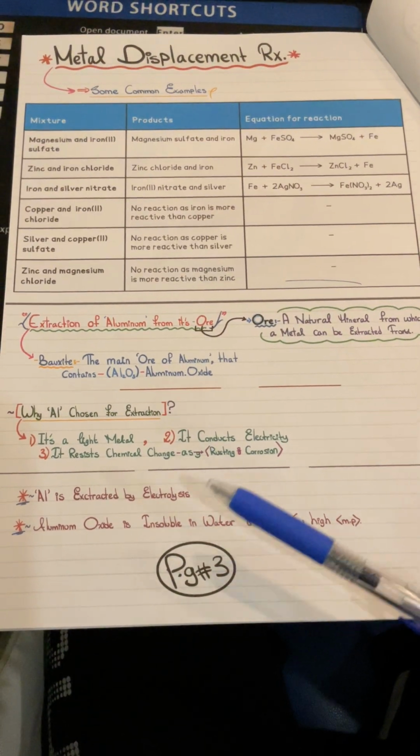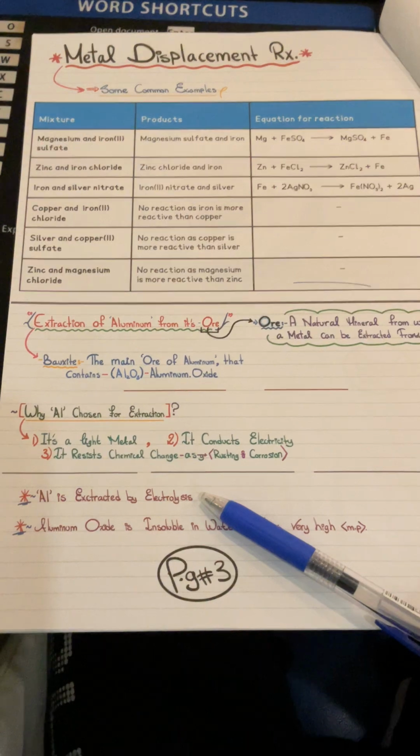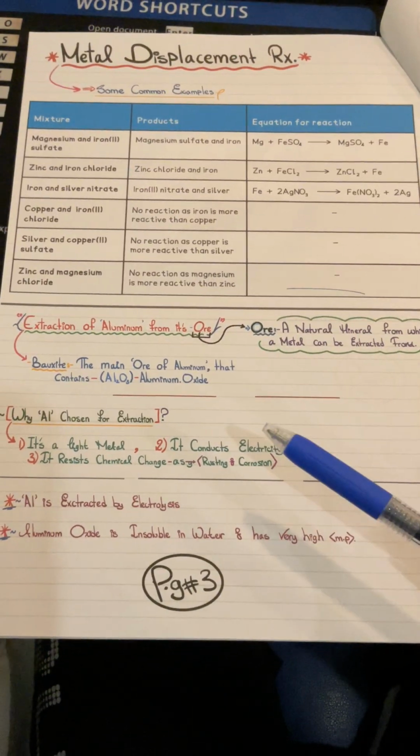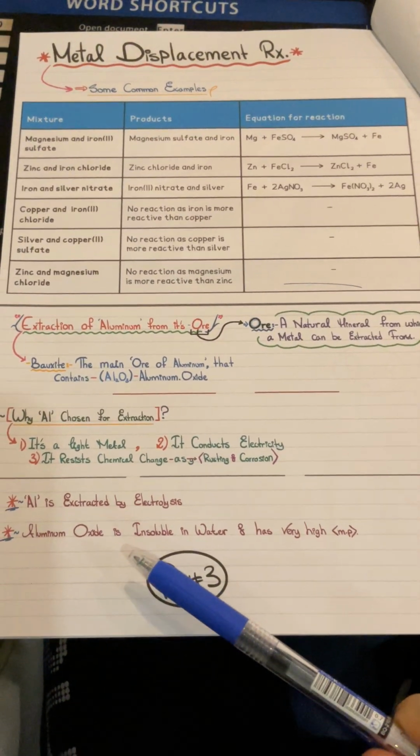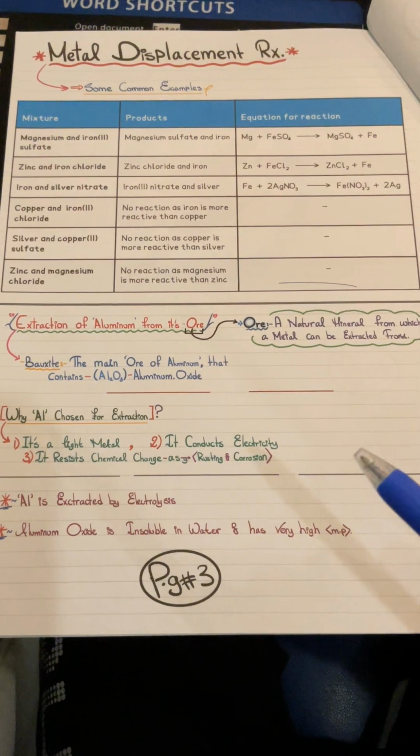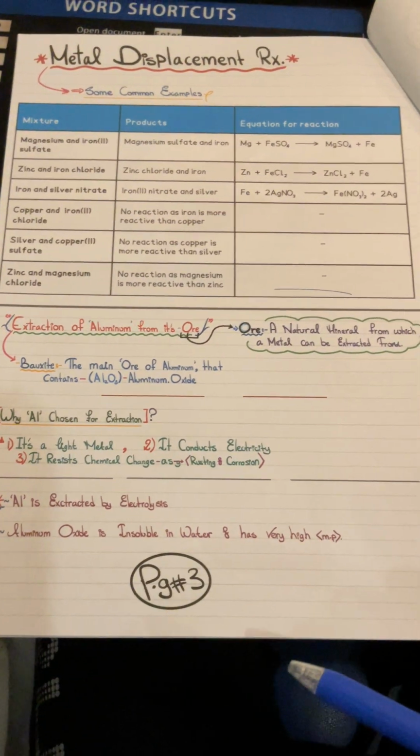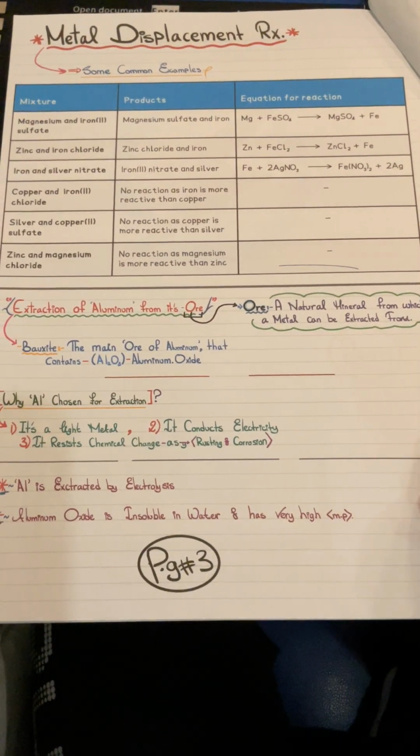Why is this important to know? One of the reasons, yes, for general knowledge, aluminum is extracted by electrolysis. And another reason is because we will compare this to the extraction of iron, which is extraction by a blast furnace. Okay? Aluminum oxide is insoluble in water and has a very high melting point. Why does it have a very high melting point? Because the bauxite, the ore of aluminum, has a very high melting point.